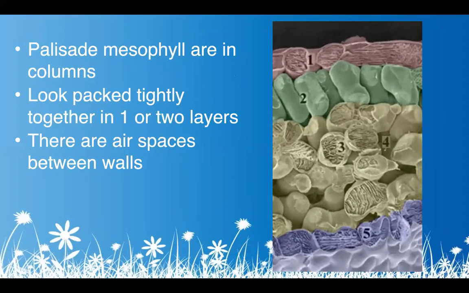Now here's a cross-section SEM, a scanning electron microscope photograph. We have the upper epidermis here, and you can see all these nice little columns. That's the palisade mesophyll, number 2. They look packed tightly together in one, maybe two layers. And there are air spaces between the walls.